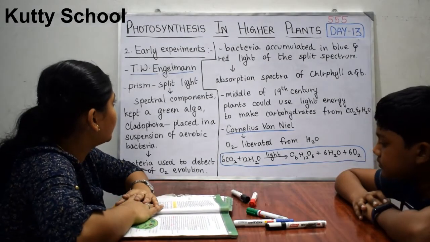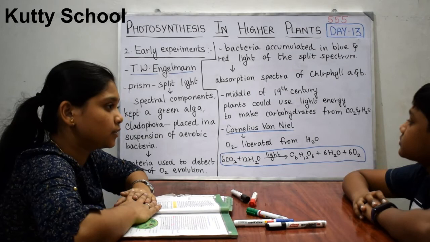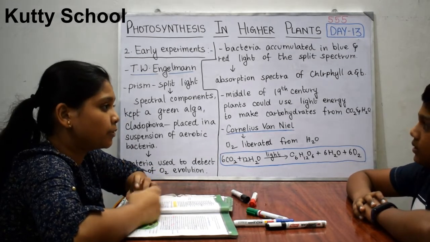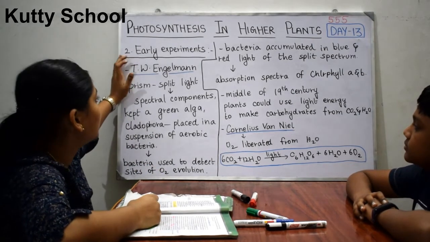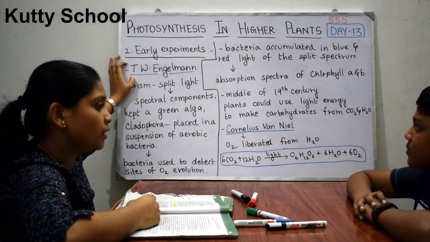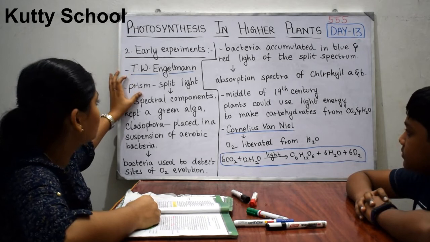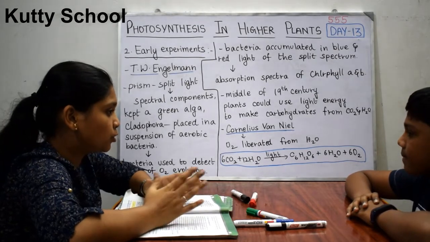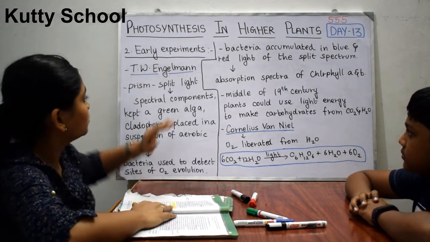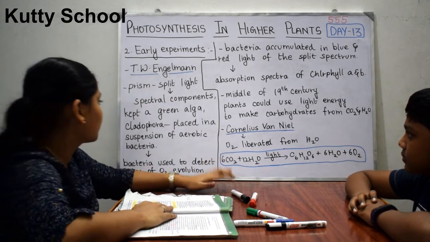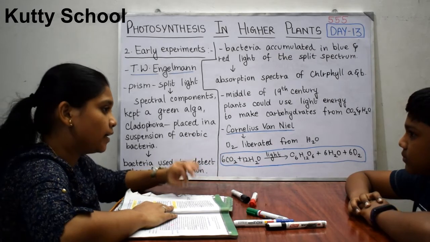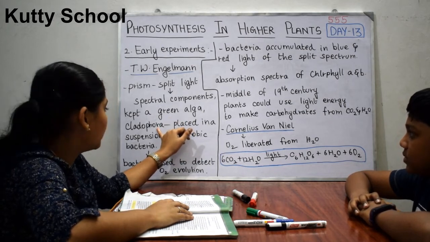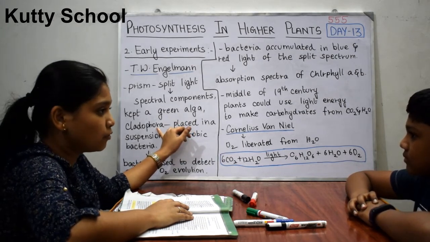In the early experiments, we saw three scientists who performed some experiments on photosynthesis. Now we are going to see the next scientist, T.W. Engelmann. He used a prism and split light into its components, which is VIBGYOR. So here he split light into its spectral components. He kept a green algae, Cladophora, in that split light. It is a green algae which contains pigments, chlorophyll and everything.